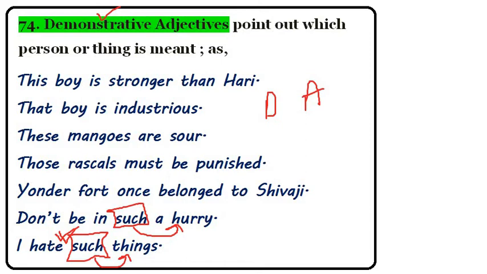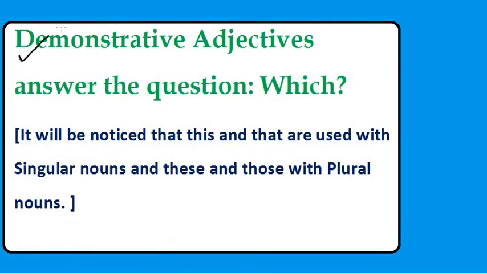Now a very important thing, that is demonstrative adjectives answer the question which. Okay. In the previous class also I have told that remember what kind of adjective answers what question. So it is very important. We can easily point out which kind of adjective is that. So demonstrative adjective answers what?